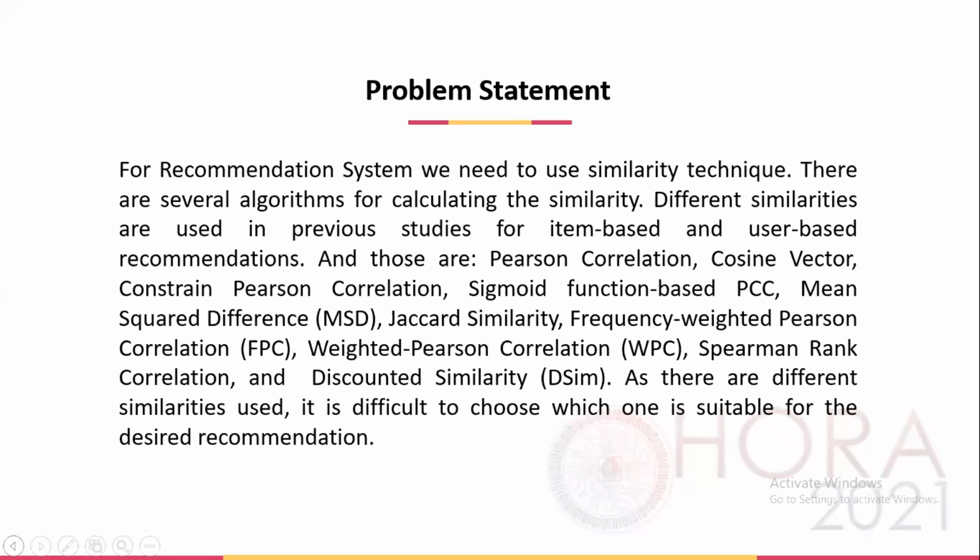This is one of the reasons why we picked this topic for our research work. So far, there has been several research work on this topic, and they introduced different similarity techniques for item-based and user-based recommendations. Those are Pearson correlation, cosine vector, constraint Pearson correlation, sigmoid function-based, and many more. As there are different similarity techniques, it is difficult to choose which one is suitable for the desired recommendation and which one is better.